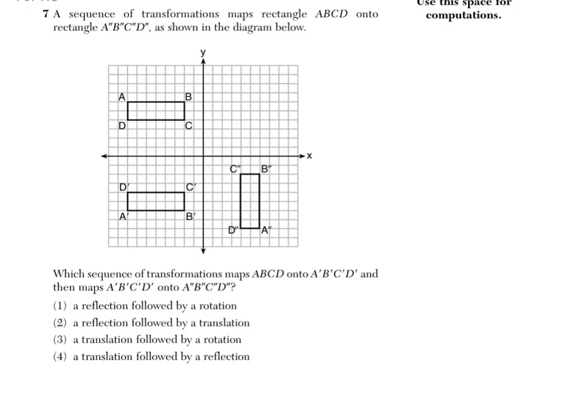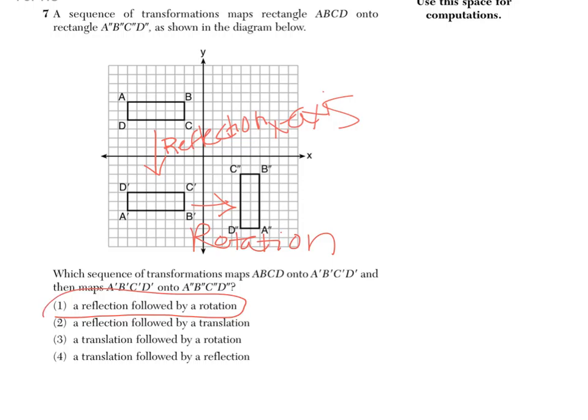So we're going from here to here, and that's an obvious reflection over the x-axis. And then going from here to here, we have a rotation. So a reflection followed by a rotation is choice 1.